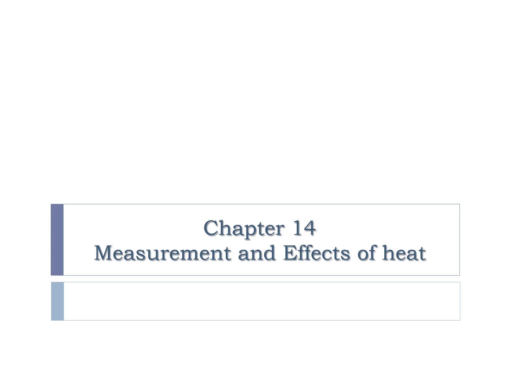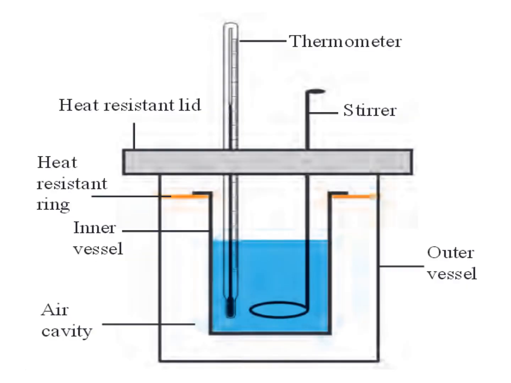Today we are going to continue with chapter 14, Measurement and Effects of Heat. In the last class, we learnt about heat, we learnt about temperature, we learnt about the difference between the two, and we saw that a thermometer was used to measure the temperature of a substance. So today we will learn about the calorimeter, which is used to measure the heat content of an object.